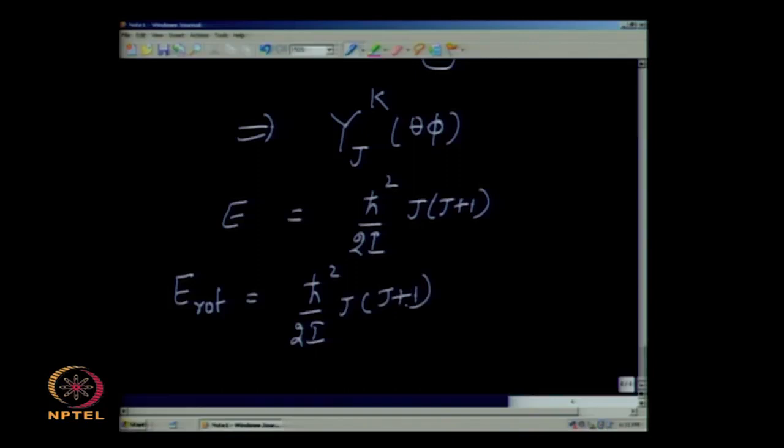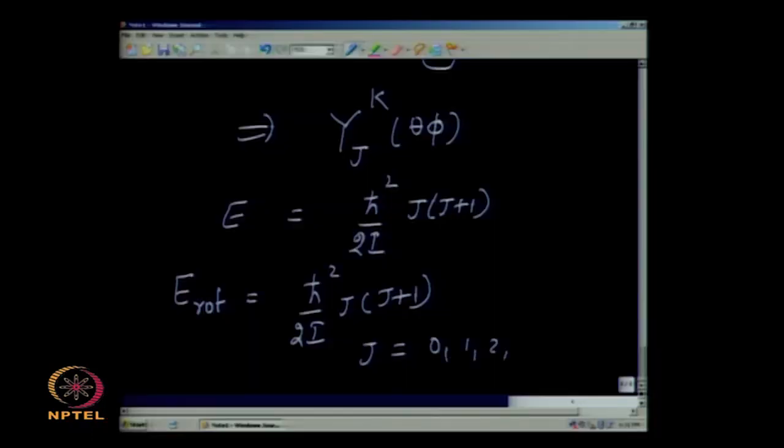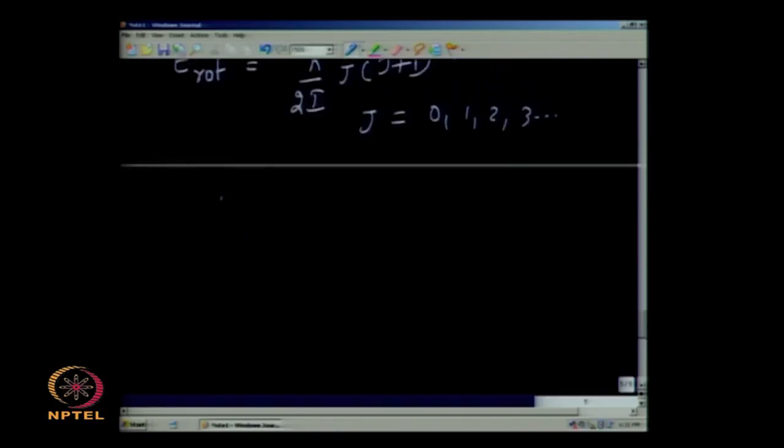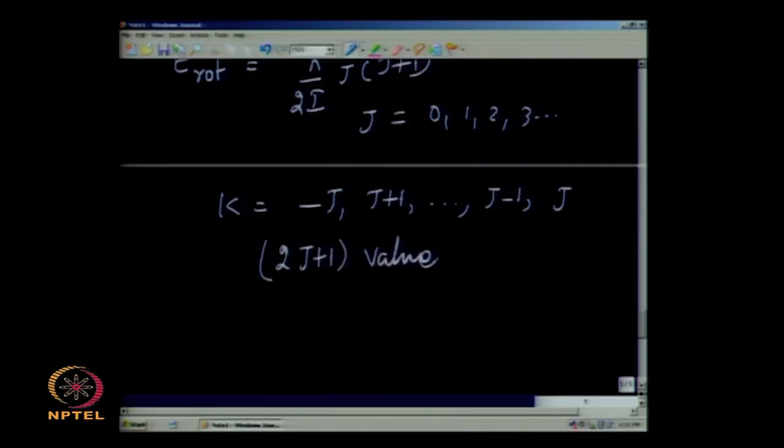This is a simple rigid diatomic model with the values of j being 0, 1, 2, 3, etc., all the way up. And the value of k, if you remember, is the same as the value of m earlier. k goes from minus j, minus j plus 1, up to j minus 1 and j. So, there are 2j plus 1 values for k.